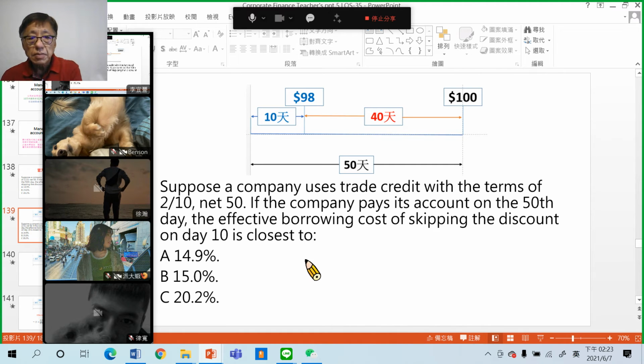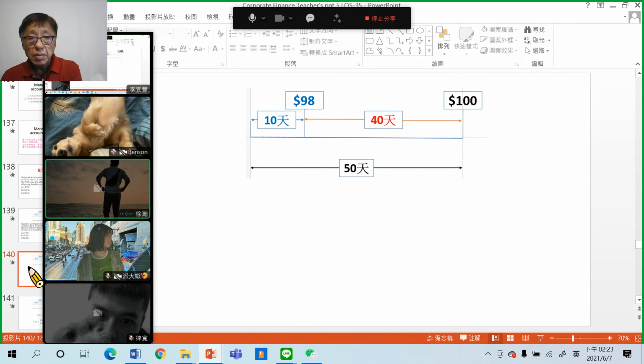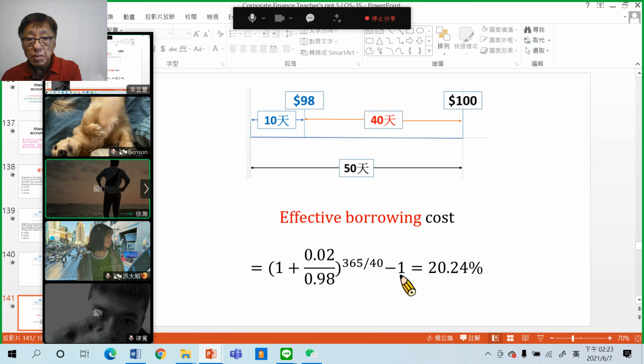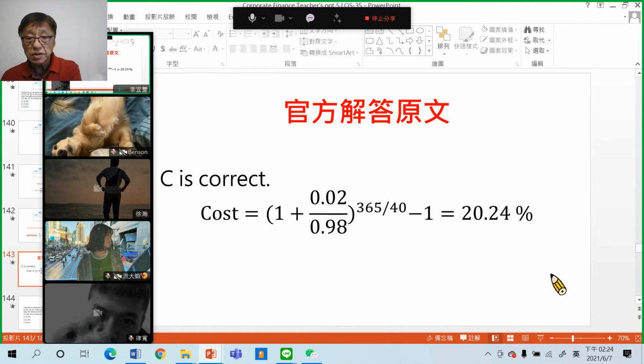So how to calculate it is (1 plus 0.02 divided by 1 minus 0.02) to the power of 365 divided by 40, and minus 1. Then you can get your effective borrowing cost. The answer is 20.4.